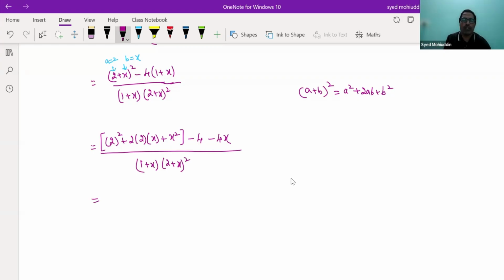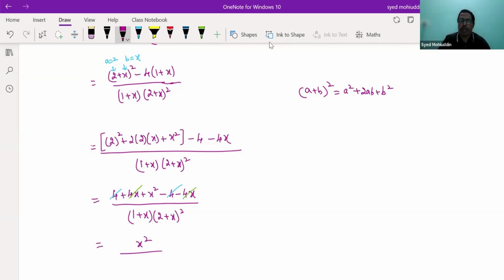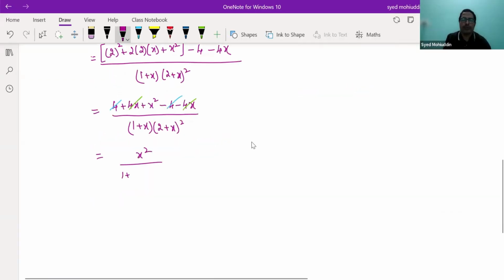Or further, if you try to simplify this one, 2 square will be 4 plus 2 times of 2 will be 4, so 4x plus x square, and this minus 4 and minus 4x will remain as it is, whole divided by the denominator as it is, 1 plus x into (2 plus x) whole square. But further, if you try to observe over here, this plus 4 and minus 4 will get cancelled, and also this plus 4x and minus 4x will cancel out. You are just left with x square by 1 plus x into (2 plus x) whole square.